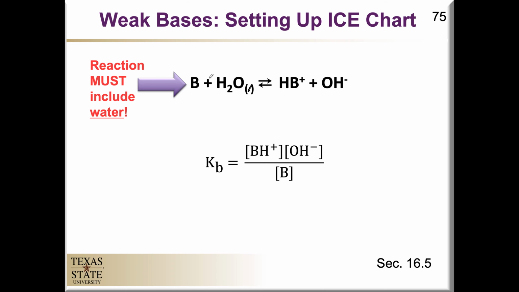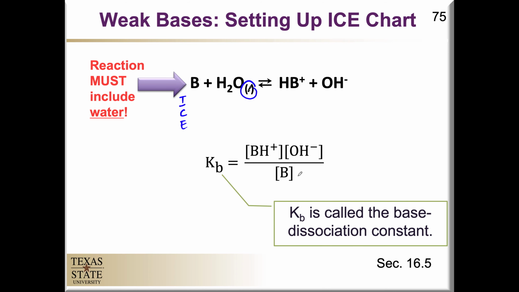This is the equation that you need to write whenever you have a weak base. From here, we would go and set up our ice chart, our initial, our change, and our equilibrium underneath. And of course, anytime that we do an ice chart, we follow with an equilibrium constant expression. In this particular case, with a Kb, which is the equilibrium constant expression for a base, that's going to be equal to our product concentrations divided by our reactant concentrations. Now, since the water is a pure liquid, it is omitted from the Kb equation.